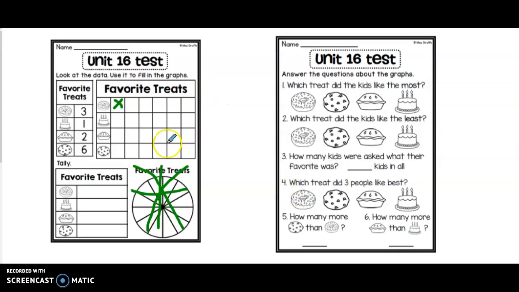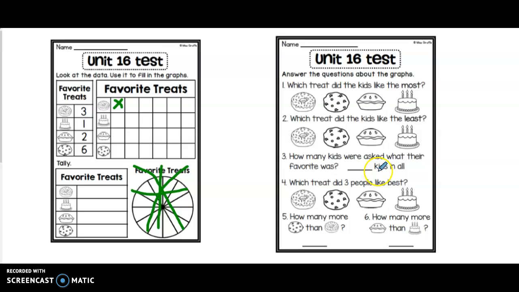So now that you've got your bar graph and your tally chart filled in, you're going to flip it over and answer the questions about the graphs. The first one says, which treat did the kids like the most? And you're going to circle that one. Which treat did the kids like the least? Go ahead and circle. And then how many kids were asked what their favorite was?